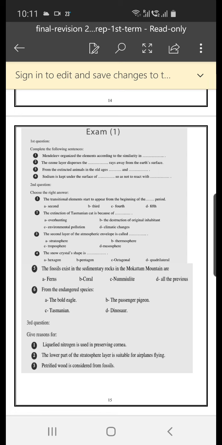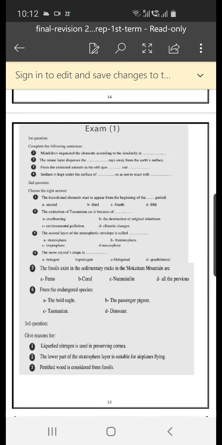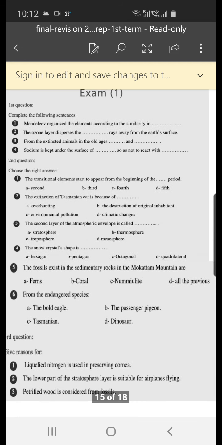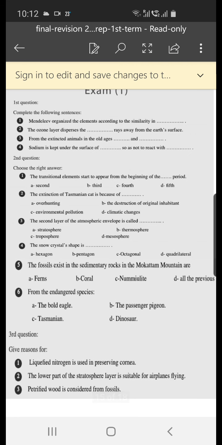Mendeleev organized the elements according to their similarity in space. Of course, according to the similarity in the properties. Number 2, the ozone layer disperses ultraviolet rays away from the earth's surface. The answer is ultraviolet rays.